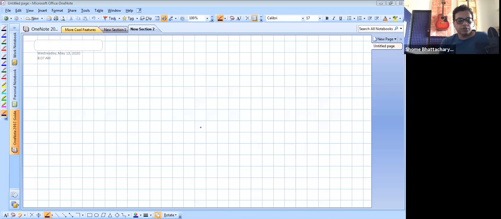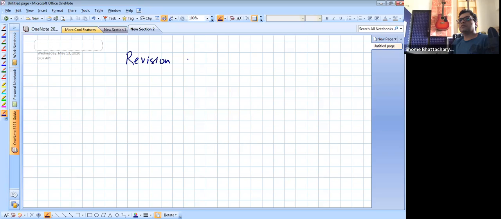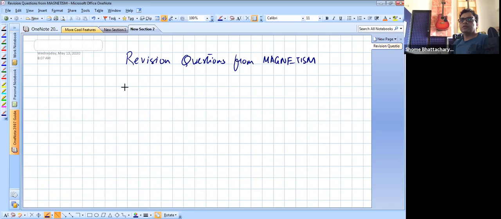Okay, so we were talking about some questions based on charged particle in combination of electric and magnetic field and things like that. So we will start with some revision questions from magnetism. We'll move on to some questions from mechanics also, and mechanics will include something from gravitation.